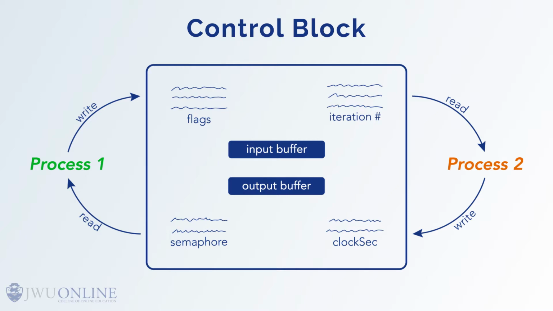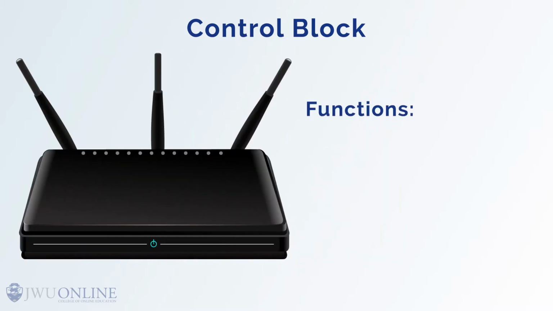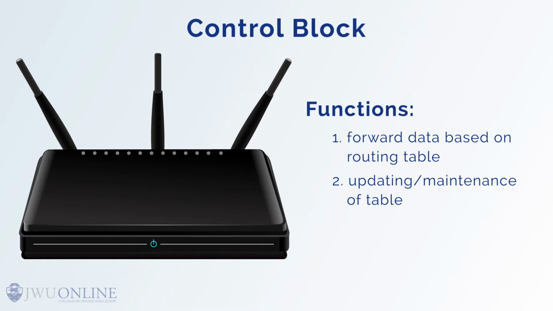area. For example, if we were designing an internet router, we would realize pretty quickly that the router has two mutually exclusive functions. The first is the forward data function based on the routing table, and the second is the updating and maintenance of that table. It should be obvious to you as to why they are mutually exclusive. I mean, you can't forward things based on a table that's constantly changing.